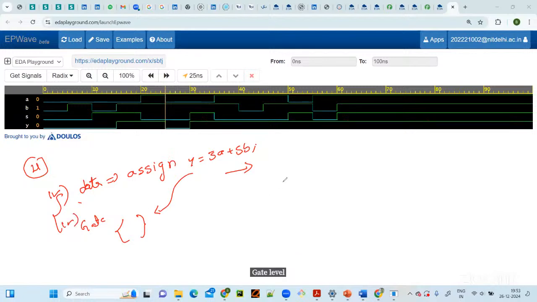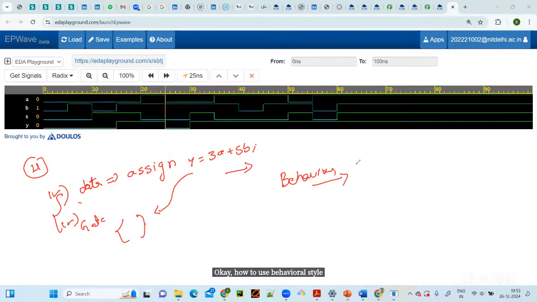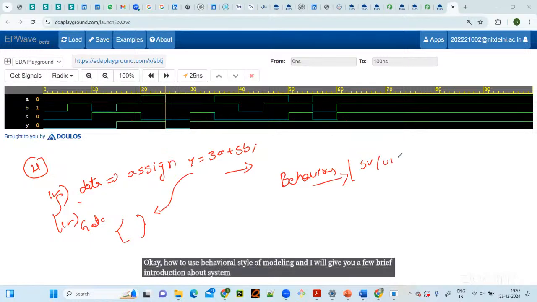And tomorrow we will be seeing how to write code in behavioral style of modeling. Okay, how to use behavioral style of modeling, and I will give you a brief introduction about SystemVerilog, UVM, and what the different protocols are.